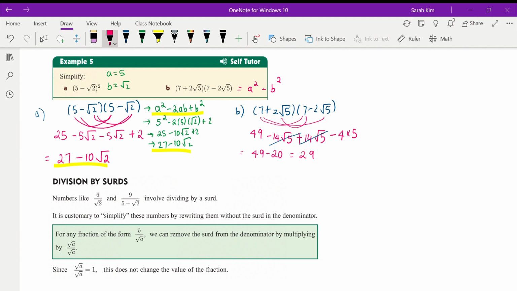So that's my answer. So if I use this version, my A is 7. My B is 2 square root 5. So if I just sub that in, it's going to be 7 squared, take 2 square root 5 squared, so that's 4 times 5, so that's 49, take 20, which is 29, which is the same answer as you can see. So either one you can use.